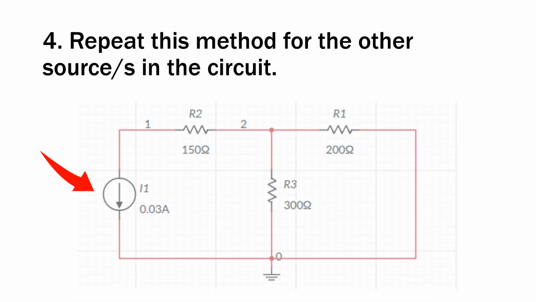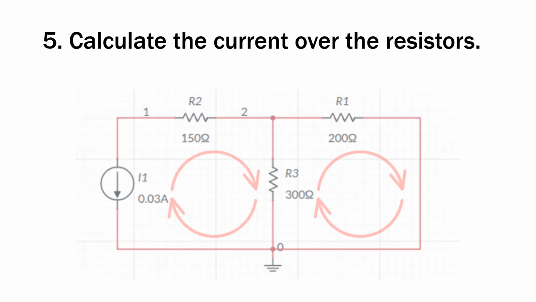The fourth step is to repeat this method for the other source or sources in the circuit. So first, you would isolate one source. The fifth step of the method is to calculate the current over the resistors. As this is a current source, we don't need to calculate the total resistance.